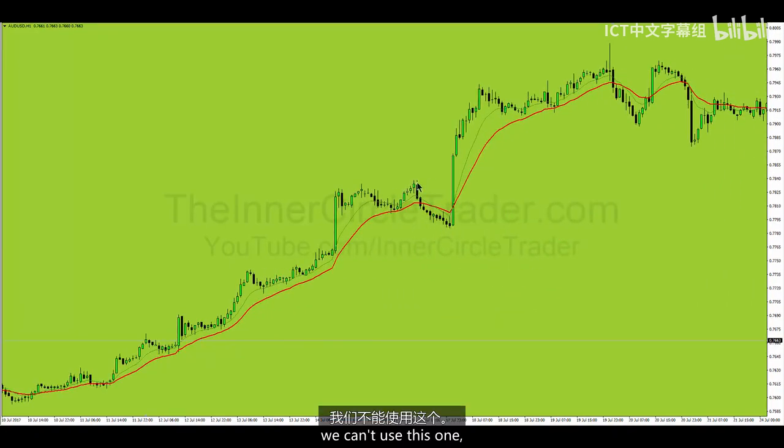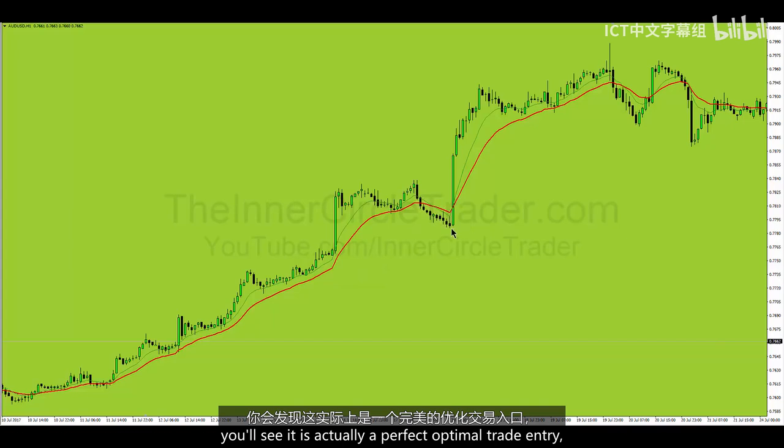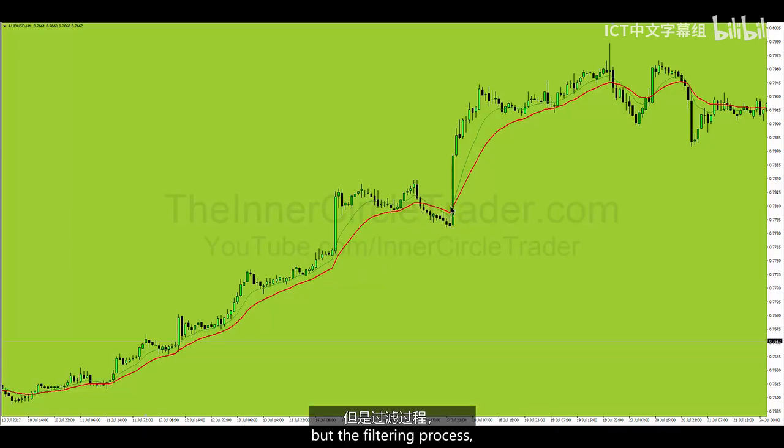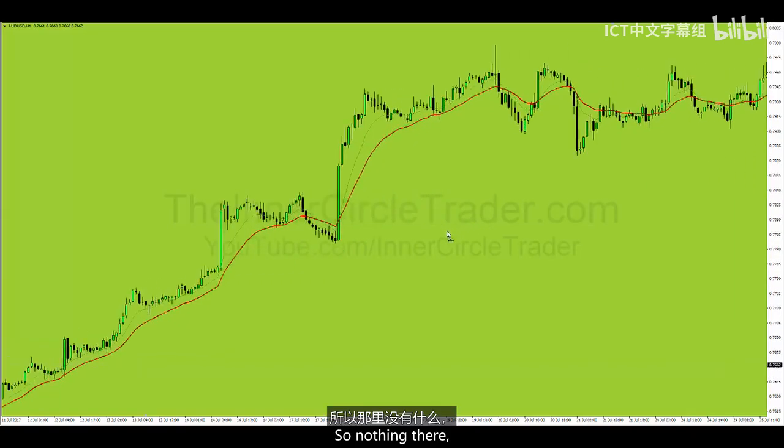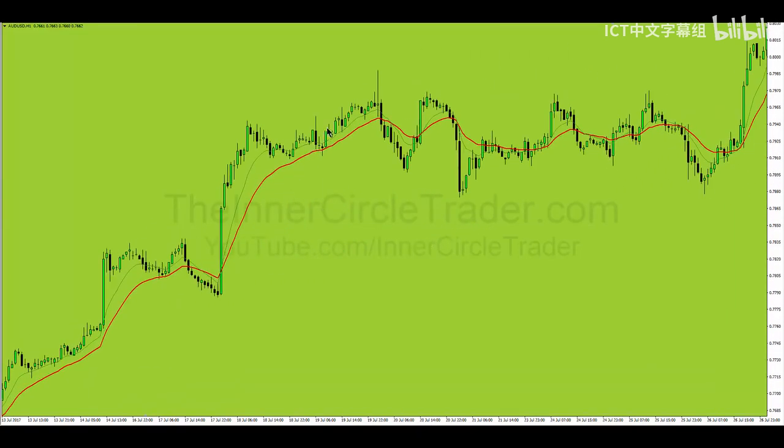And we can't use this one, even though we have equal highs, which you know about. This would be a run on that. If we could do a fib from this level here up to this body, you'll see it is actually a perfect optimal trade entry, but the filtering process, we can't take it. So nothing there, nothing there. Price trades below the red line, can't trade there, can't trade there.